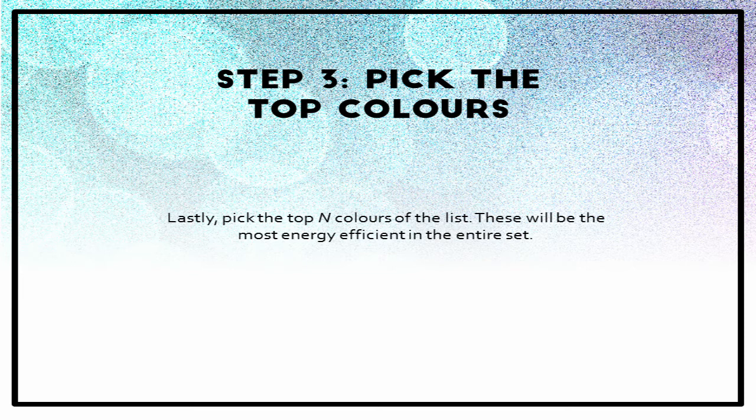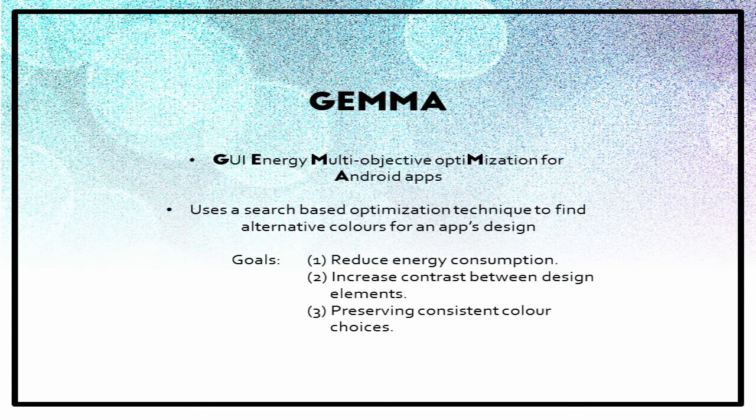But what about applications that require a color set that conforms to a certain well-defined set of perceived hues? For example, if we are working on a website and add some images to our design, how can we guarantee that the colors in the images are energy efficient? A team from Italy and Williamsburg, Virginia, have developed a technique that they call GEMMA, which is short for GUI Energy Multi-Objective Optimization for Android Apps.